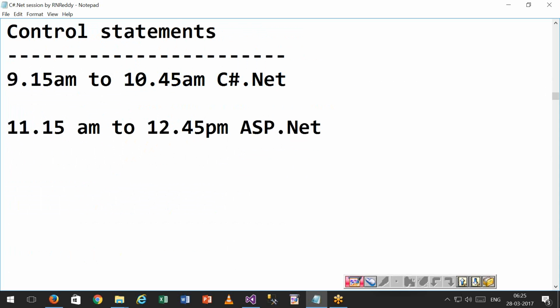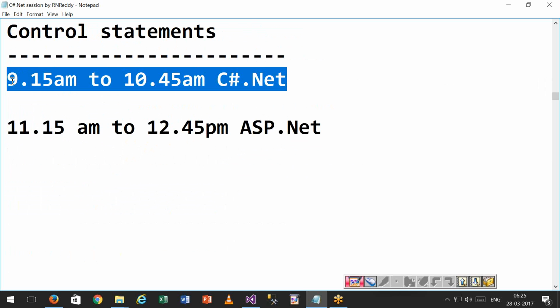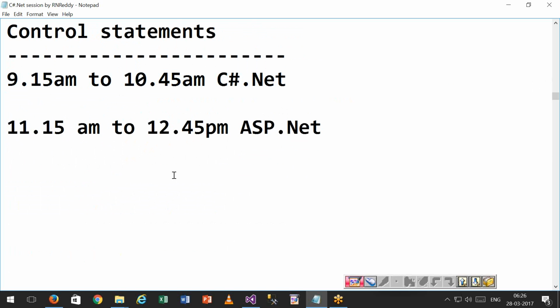This is 1.5 hours of C#.NET and 1.5 hours of ASP.NET. Once we give some clarity about C#.NET, with a couple of programs up to control statements, we'll start ASP.NET. In between, there will be a half hour break. In India, I conduct an exam during that break time. At 12:45 also I'll give you a small 15 minute test. Every day you will have this. This is the pattern I follow there.